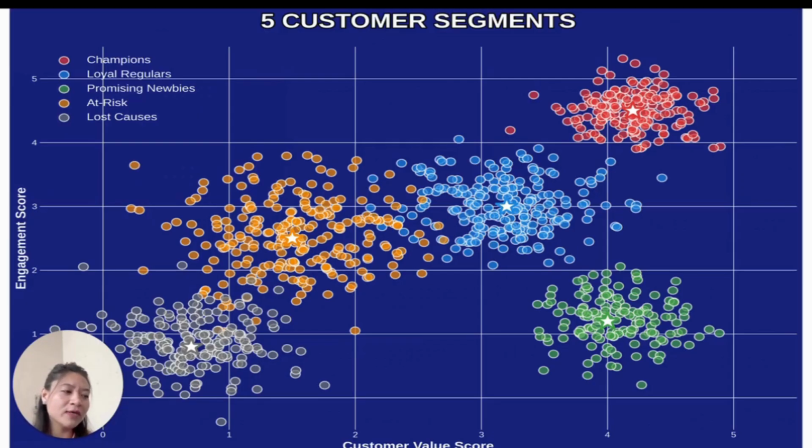lost causes, the gray clusters with average RFM of 1.1, 1.0, 1.3 with no purchase in more than 180 days, low historical value, and an average customer value of $200 per year. So the marketing strategies for this one would be low effort reactivation or remove from the active campaigns. See how different these groups are. Each one needs completely different messaging and offers.